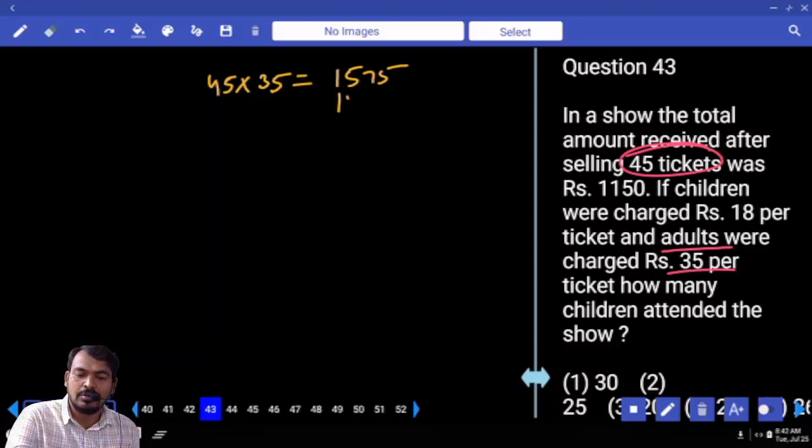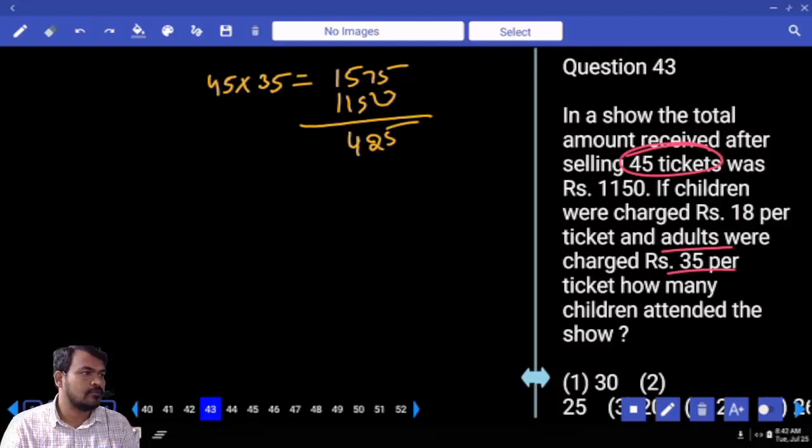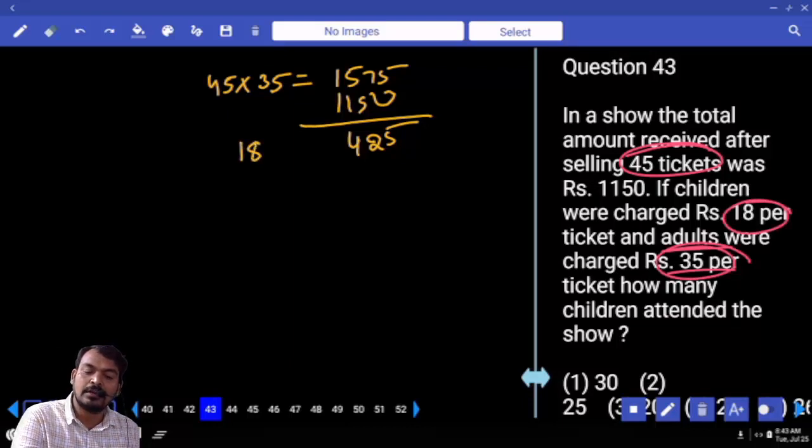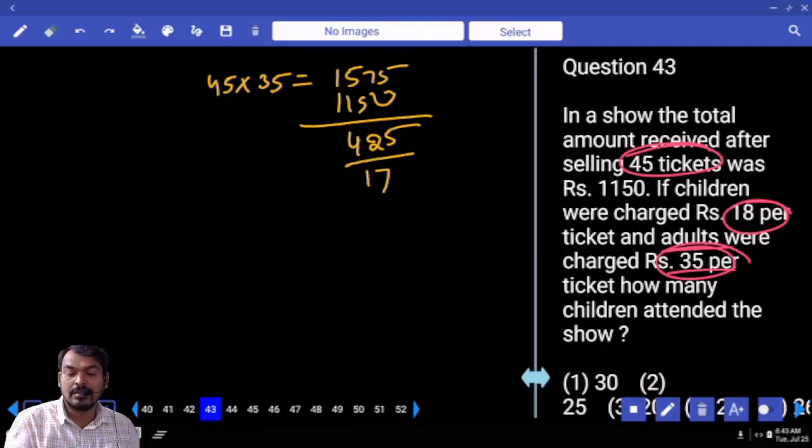Compared to that, how many rupees do we actually get? 1150. How many rupees is the difference? 425. That 425 is the difference between adults and children value. What is each adult value? 35. Each child value? 18. Per unit, how many rupees is the difference? 17. 425 divided by 17, how much are we getting?